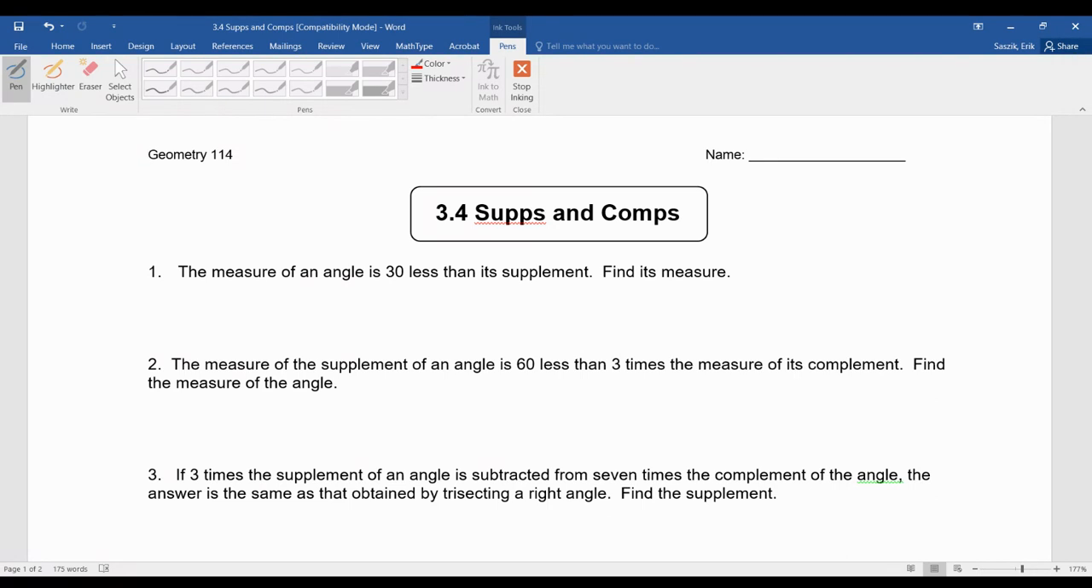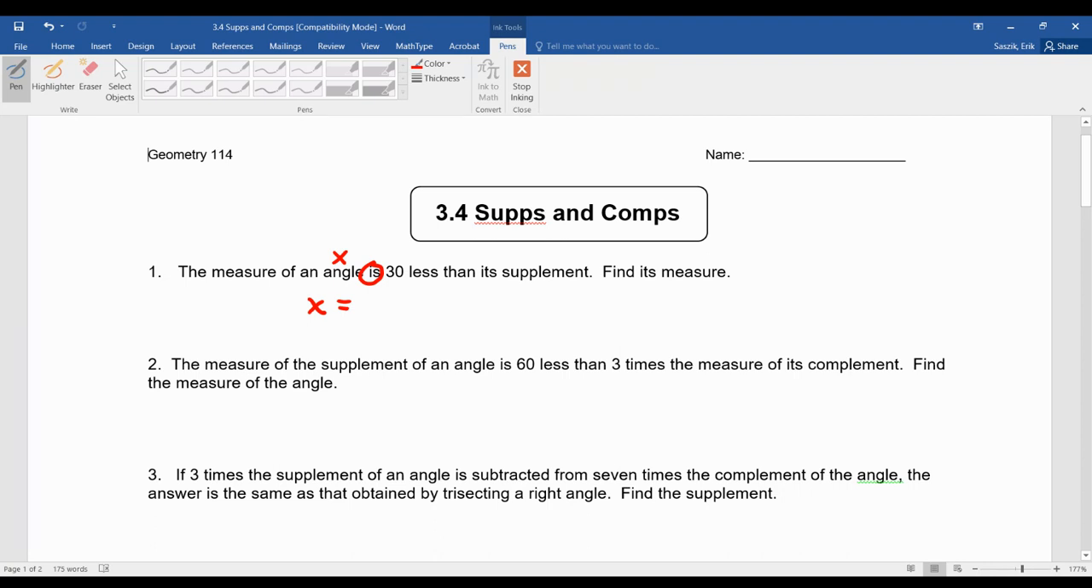Okay. What I'm going to do is translate these word problems directly into an equation. Now, one thing I want to remind you of is we're always going to call the angle x. So the measure of an angle, we're always going to call that x. So now I'm going to begin my equation. X is, we know "is" means equals.